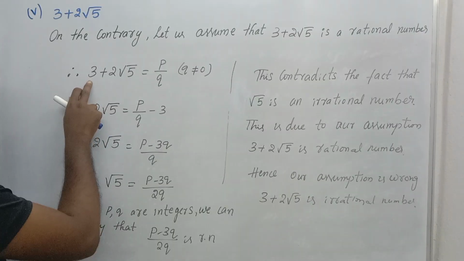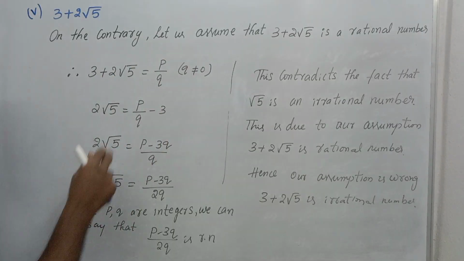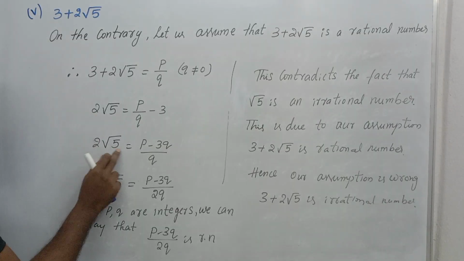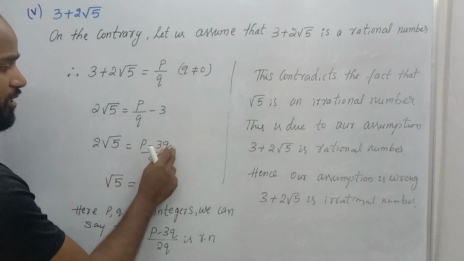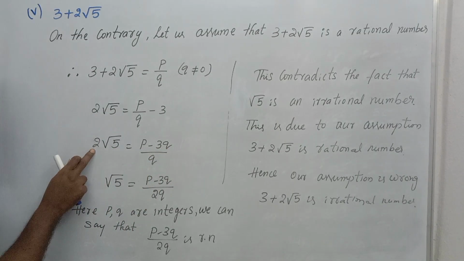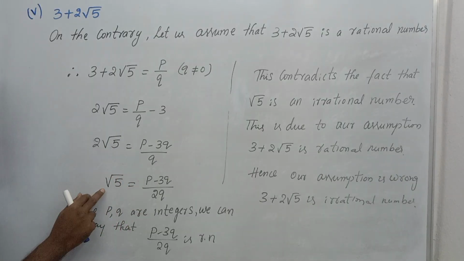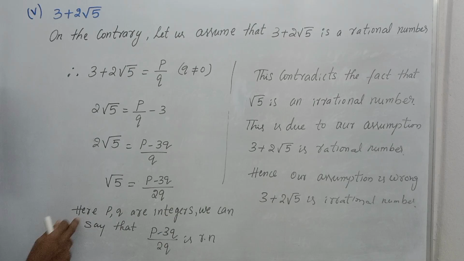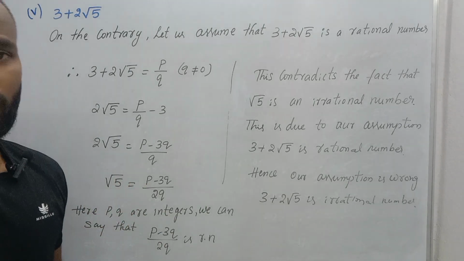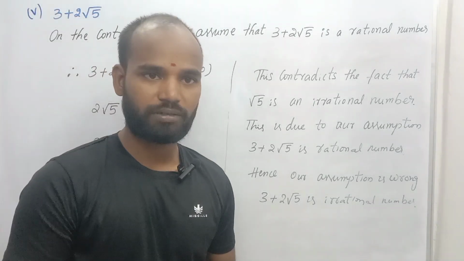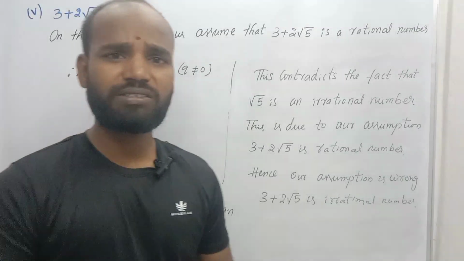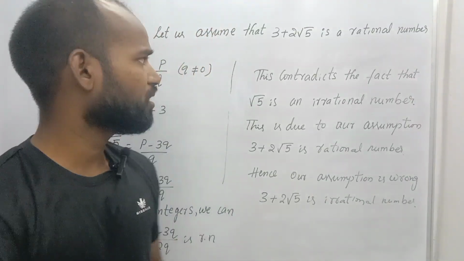Then send this 3 from the LHS to the RHS, it becomes minus 3, so 2 root 5 equals p minus 3q by q. Send the 2 to that side, it goes to the denominator, so root 5 equals p minus 3q by 2q. Here p and q are integers, so it is in the form of a rational number. Yes or no? Yes. So now root 5 is in the form of a rational number. Is root 5 a rational number? No. Root 5 is not at all a rational number.